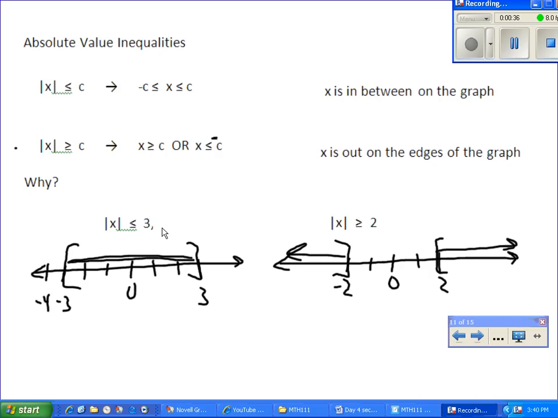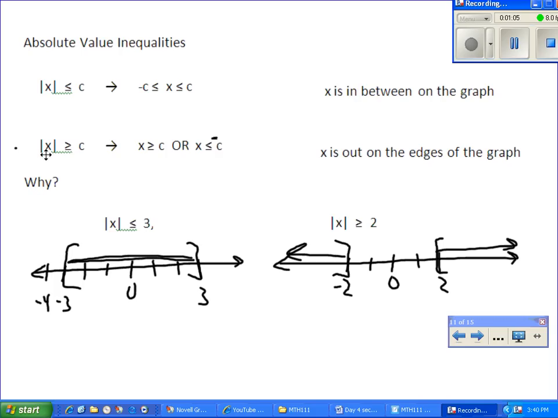If the absolute value of x is less than or equal to 3, we need numbers that are smaller than 3, but only down to -3. Because once you get to -4, -4 is smaller than 3, but the absolute value of -4 is +4, and 4 is not smaller than 3. So if the absolute value of x is less than or equal to a constant, that means x is in between that constant and the negative of that constant.